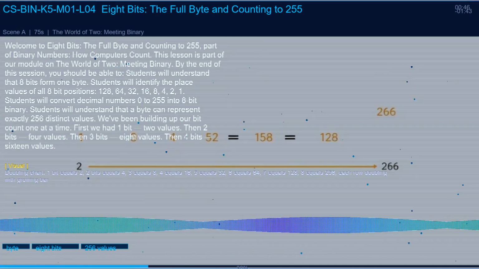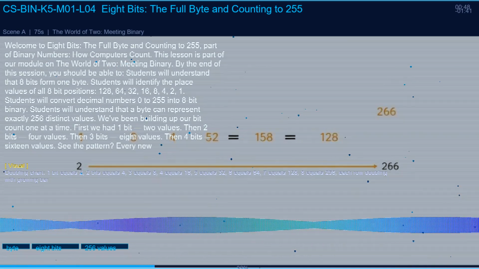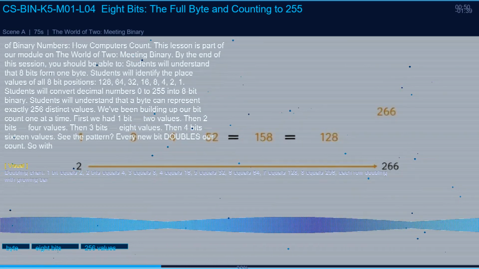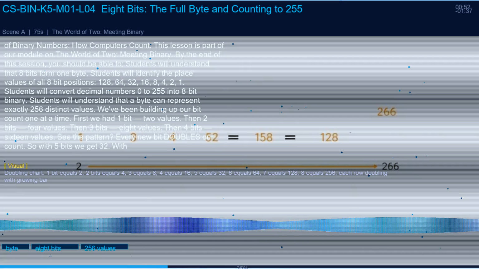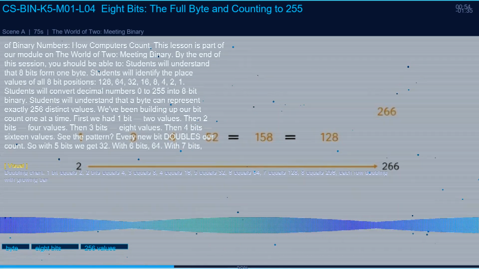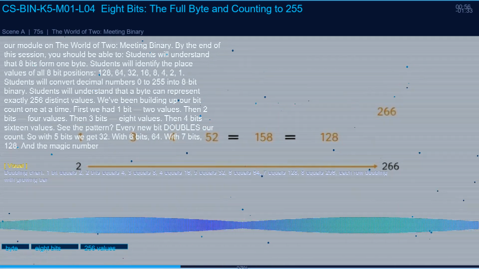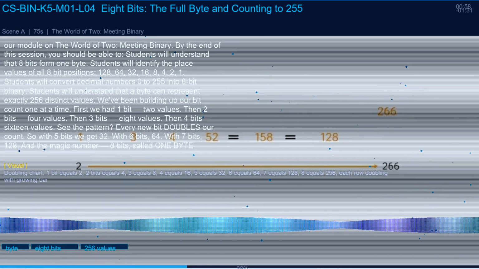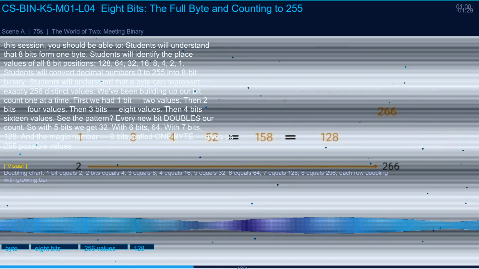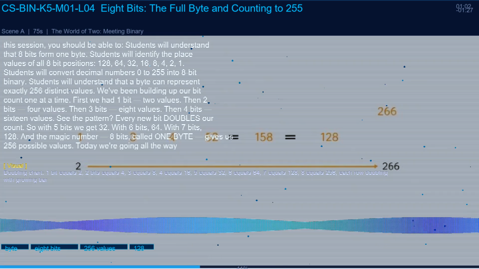We've been building up our bit count one at a time. First we had 1 bit, 2 values. Then 2 bits, 4 values. Then 3 bits, 8 values. Then 4 bits, 16 values. See the pattern? Every new bit doubles our count.